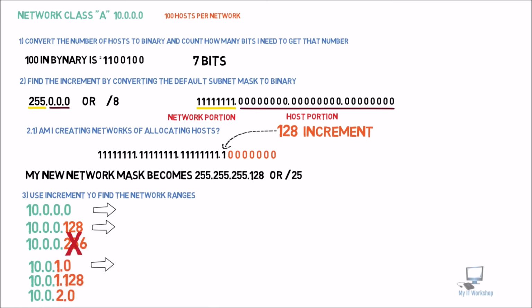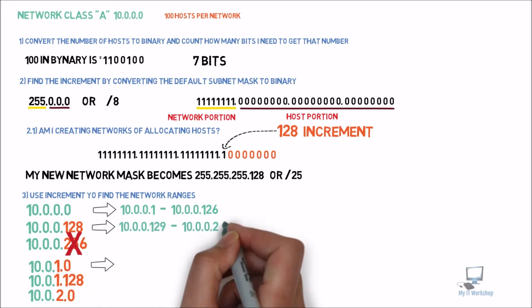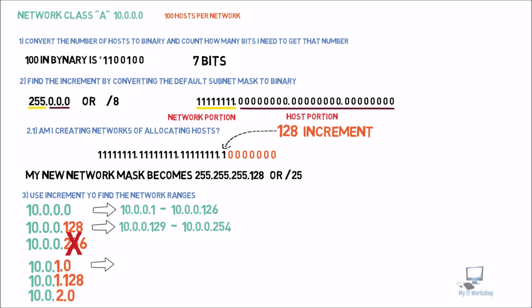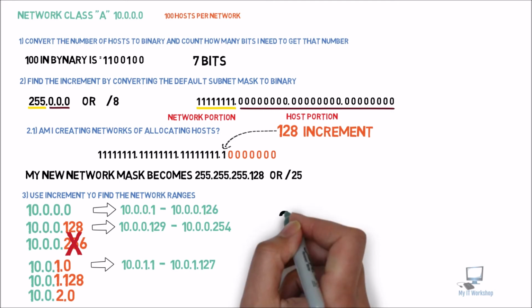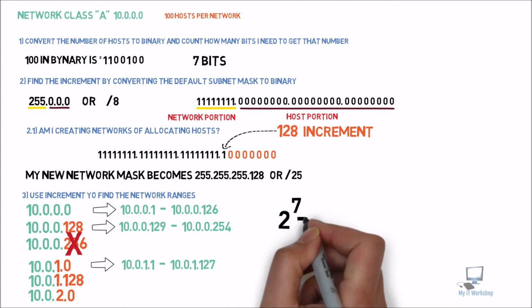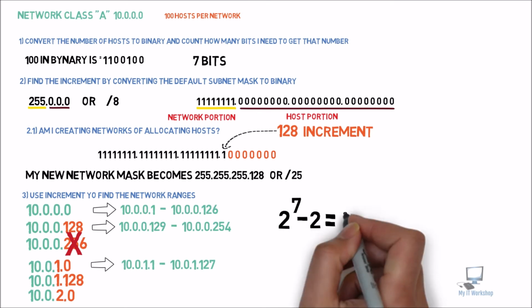Okay, so we have our networks, and I'm going to do here only the network and the usable IP addresses. Our first subnetwork is 10.0.0.0. So our range of usable IP addresses is going to be 10.0.0.1 to 10.0.0.126, because 127 is the broadcast. We cannot use that, and 0 is the network ID. For the second one, we go from 129 to 254, because 255 is again the broadcast, and the same for the third one.